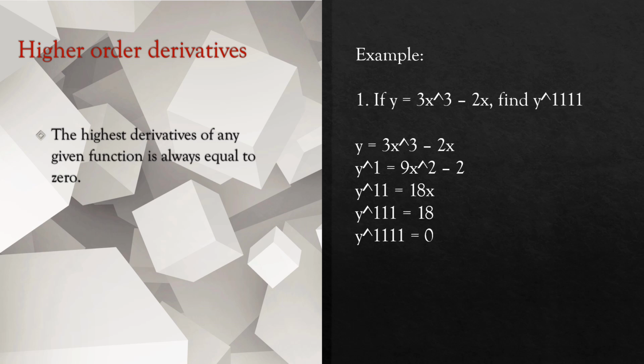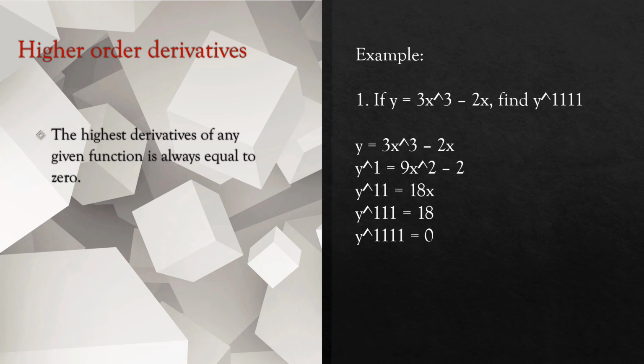For today I will discuss the higher order derivatives. When we say higher order derivatives, it is the first, second, third, fourth derivatives of a function. The highest derivative of any given function is always equal to 0. So say for example, we need to find the third or fourth derivatives of a function, then the third or the fourth derivative is equal to 0.